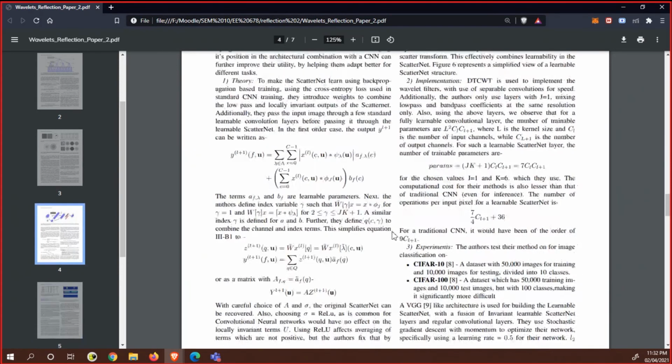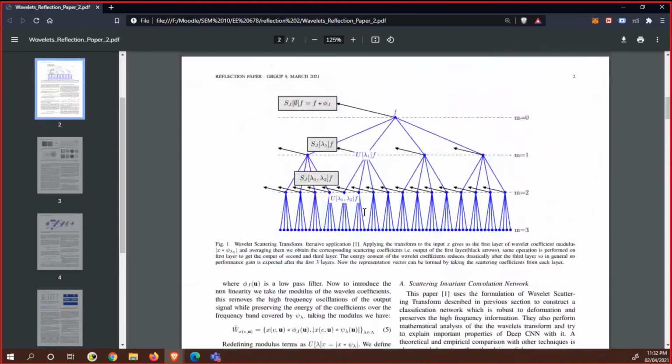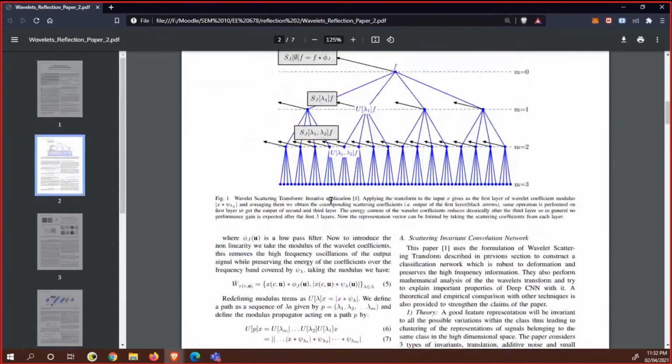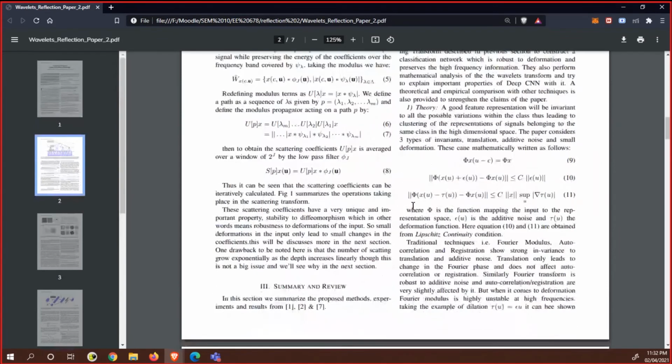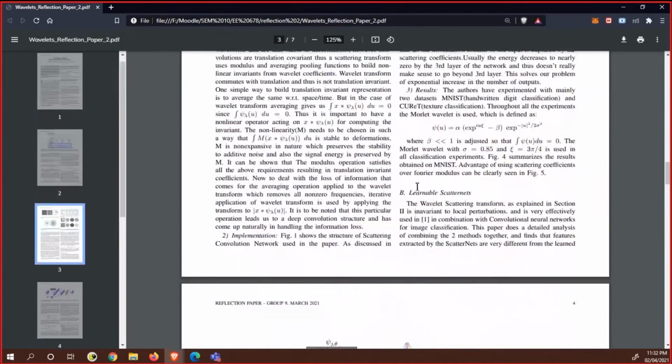Okay, one thing that I forgot to mention before was that in all these experiments, they are using the Morlet wavelet, and the expression for which is given over here.